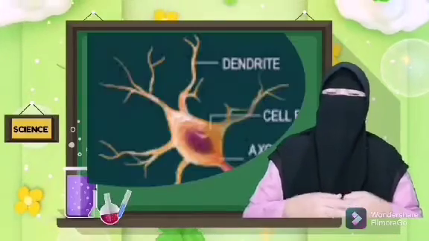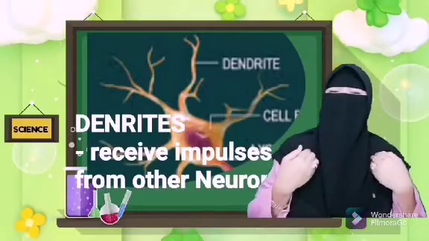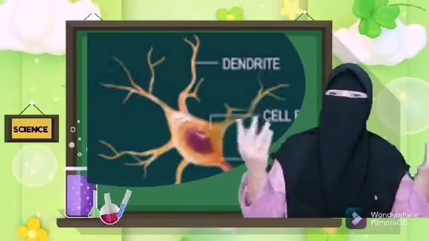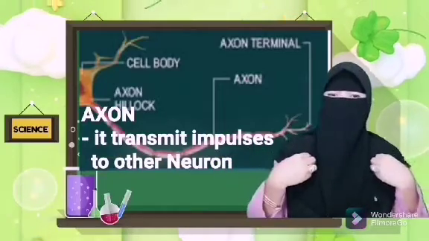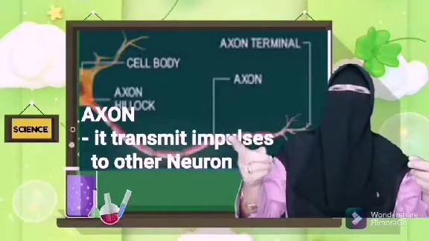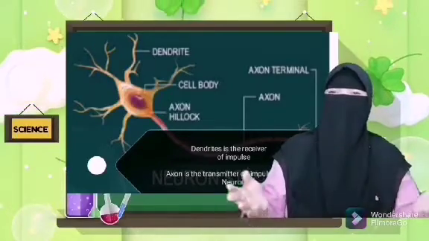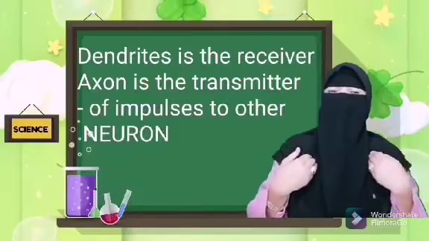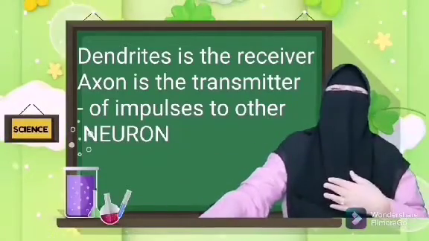What are dendrites? It is the part of the neuron that receives impulses from other neurons. While the axon is where the impulse is transmitted to other neurons. So remember, the dendrite is the receiver and the axon is the transmitter to other neurons. Okay?